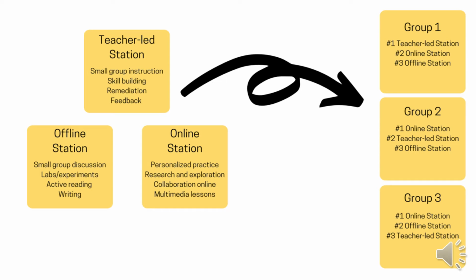And finally, a list for each group makes sense too. Once the students identify which group that they're in, they can follow number 1, 2, and 3, and then rotate through those stations in that manner.